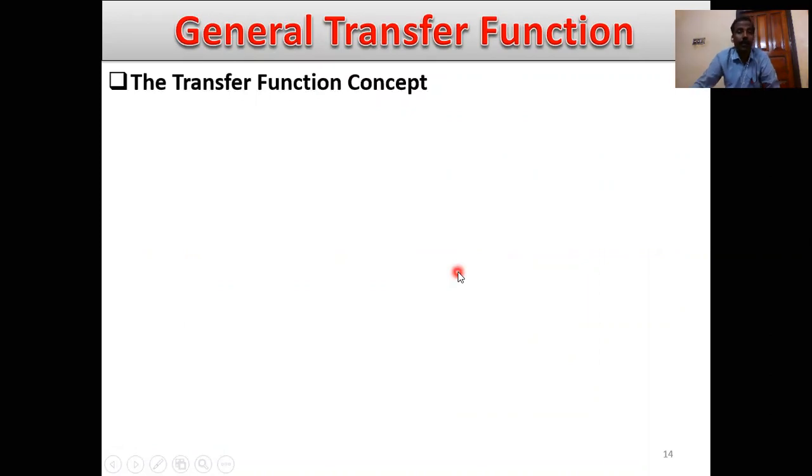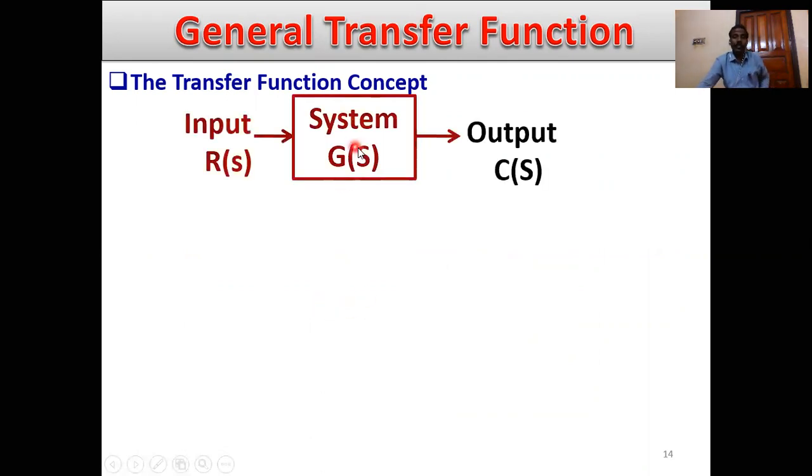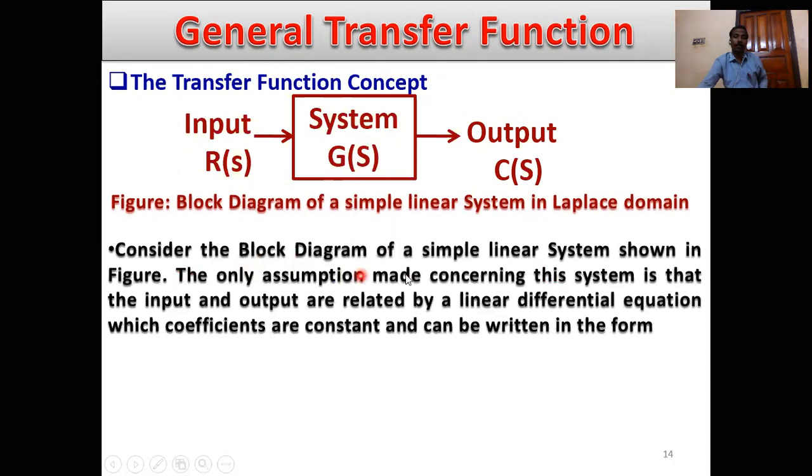What is the general transfer function? The transfer function concept. This is the system and its gain: gain equals G(s), input equals R(s), and output equals C(s). Consider the block diagram of a simple linear system shown in the figure. The only assumption made concerning this system is that the input and output are related by a linear differential equation whose coefficients are constant and can be written in the form.